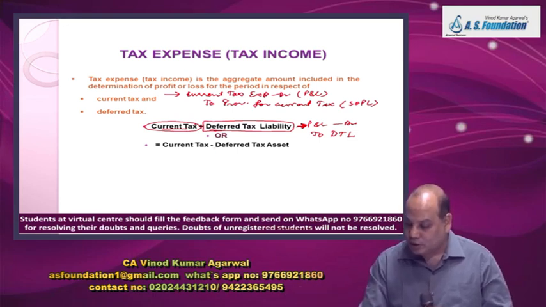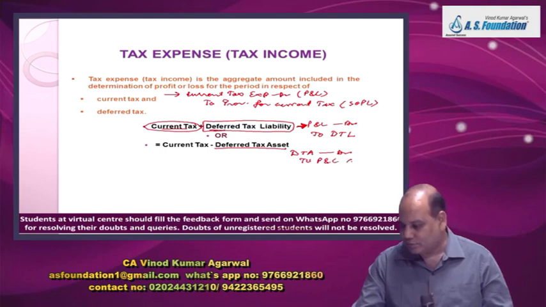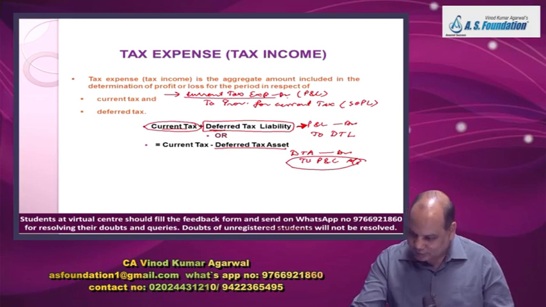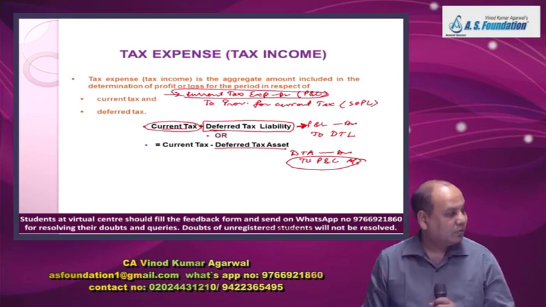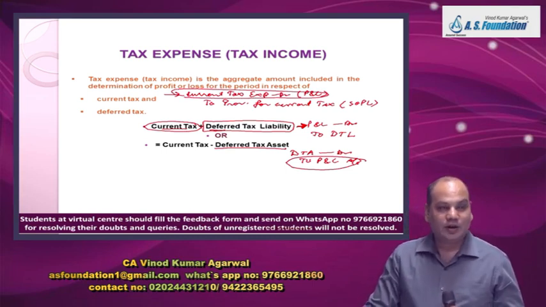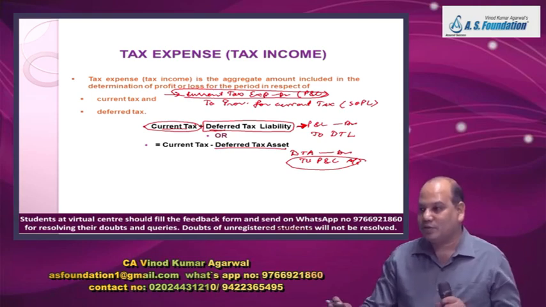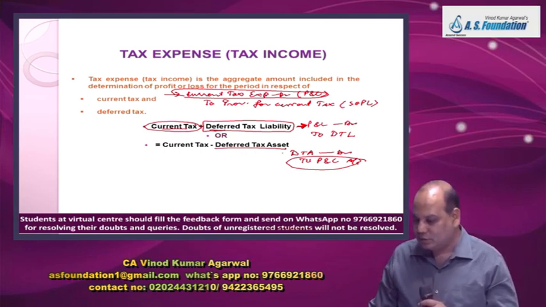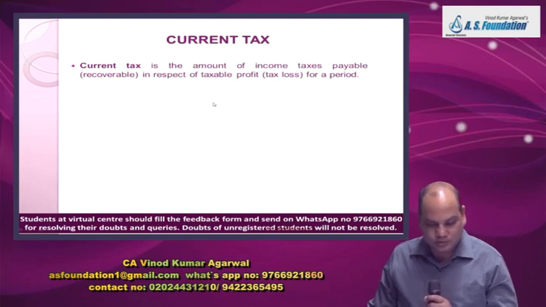But what is the entry you will pass for DTA? DTA account debit to P&L account. So now here it is a credit. Current tax is a debit, for example. So credit and debit, two figures, if it is to be transferred to P&L account, it will be net amount only. Is it right? So that is why if it is DTA, then minus while calculating the total.